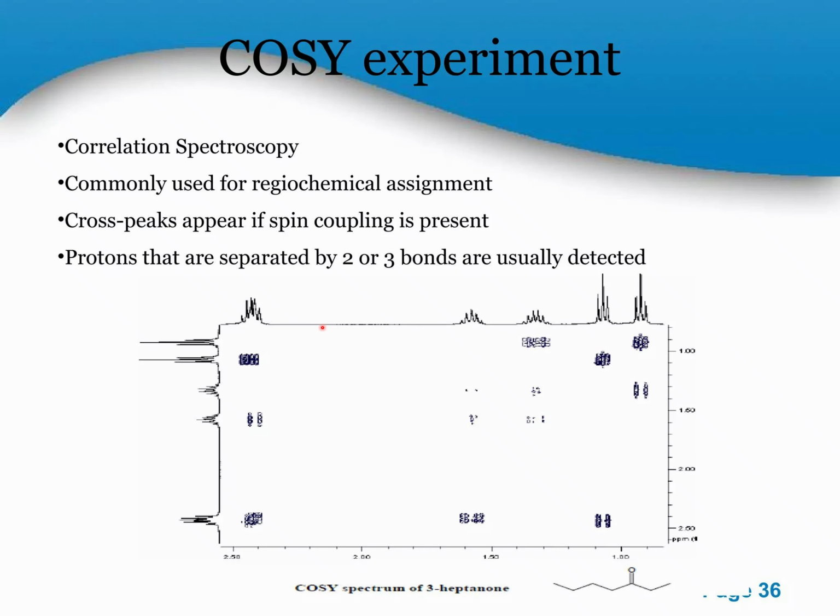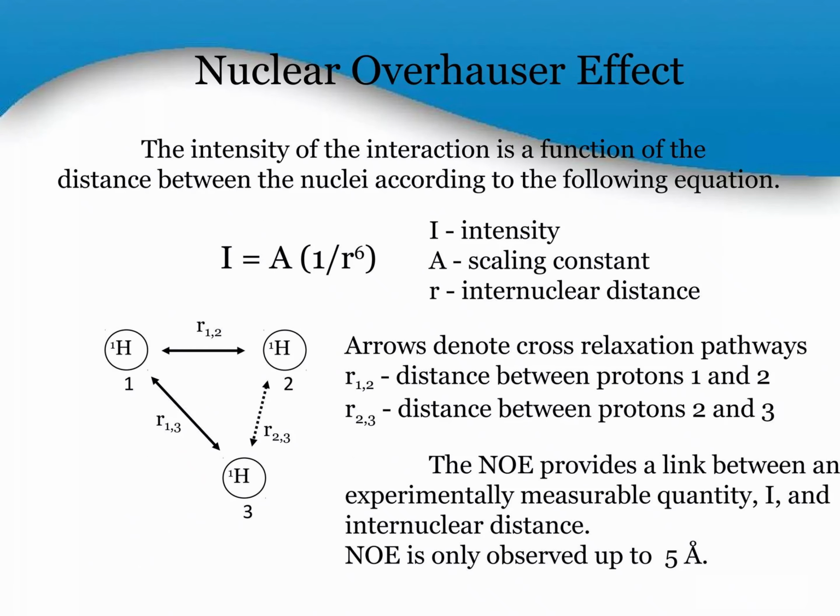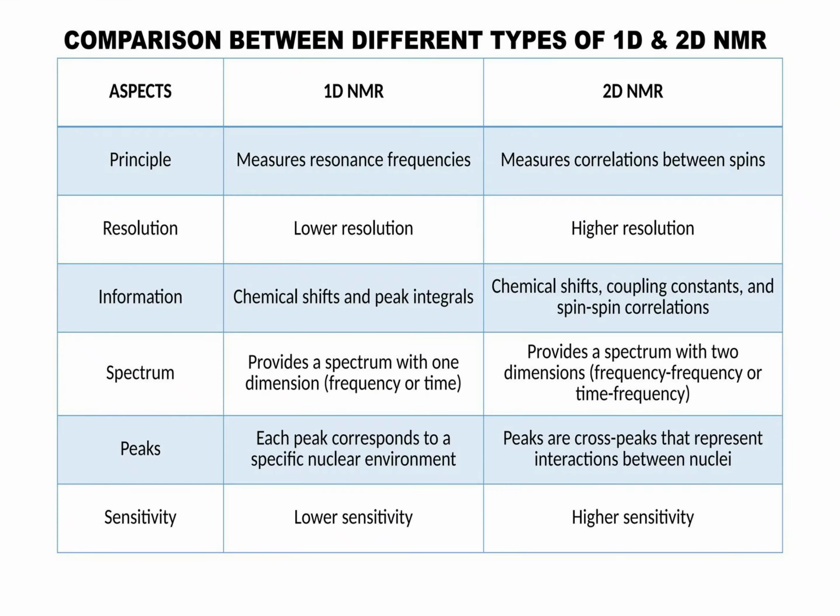Then the COSY experiment is commonly used in the radiochemical assignment; cross peaks appear if spin coupling is present. Protons separated by 2 or 3 bonds are usually detected. The Overhauser effect has been shown here. Just go through these slides, these are not so necessary. The overall comparison between 1D and 2D NMR has been shown.